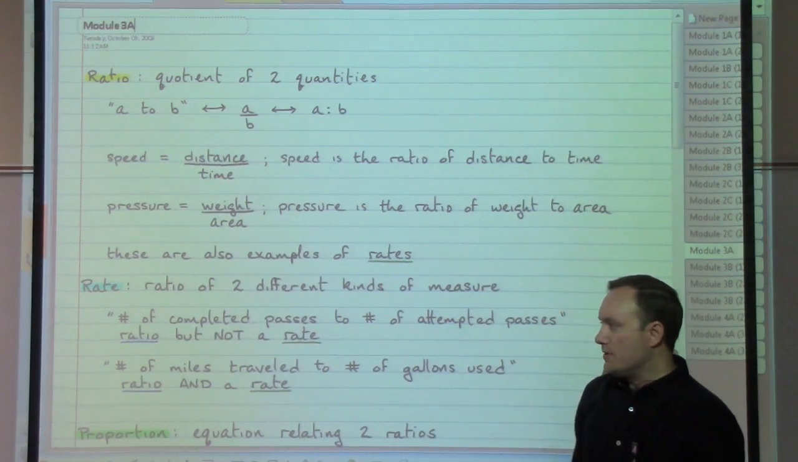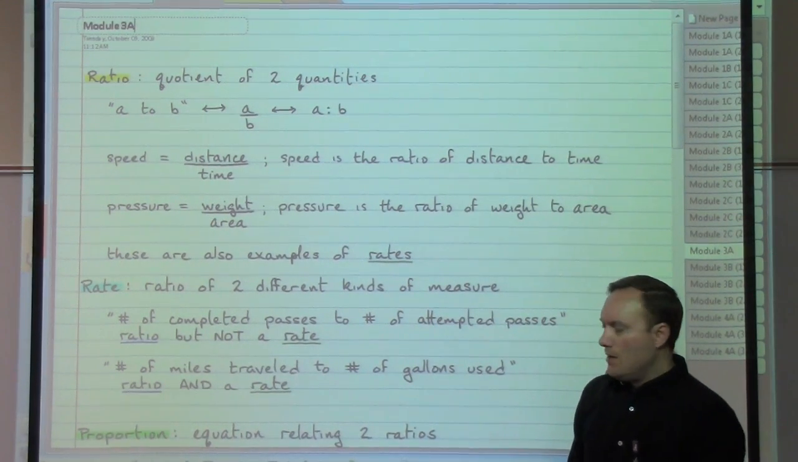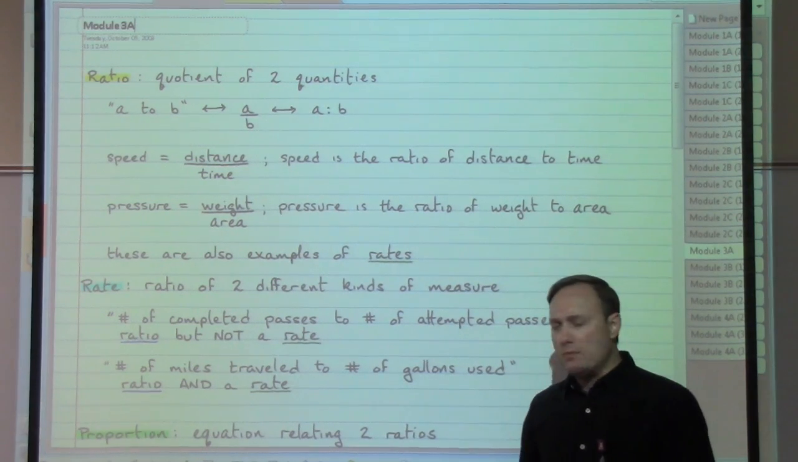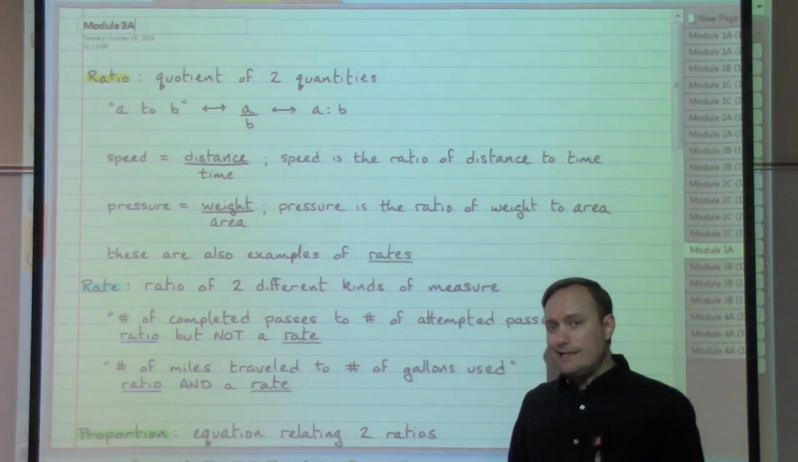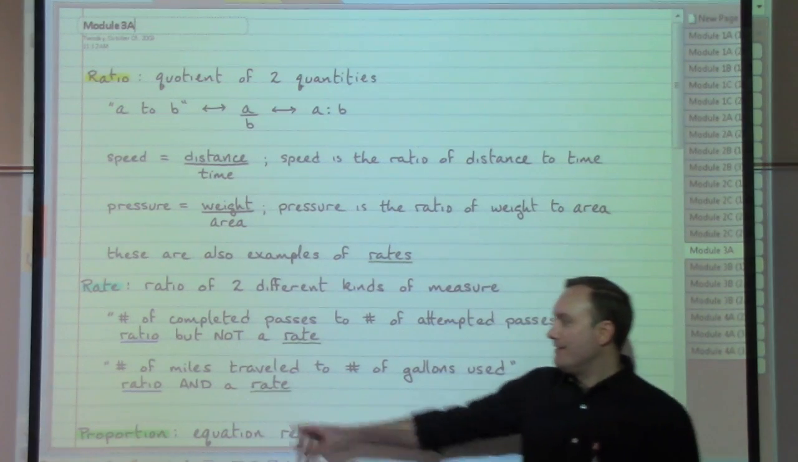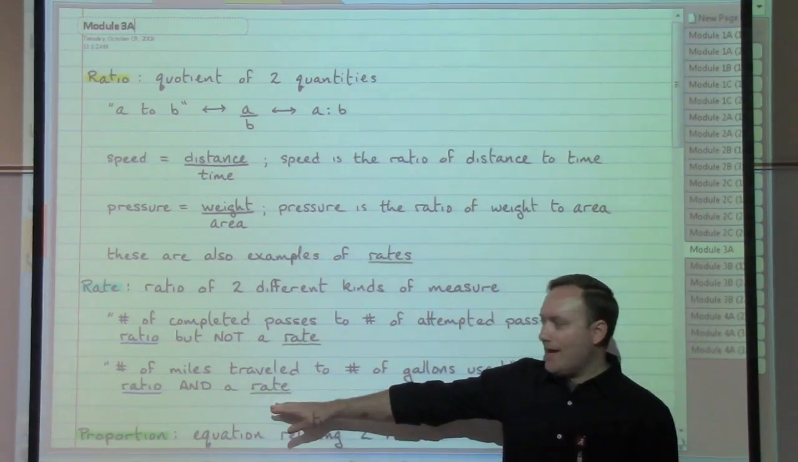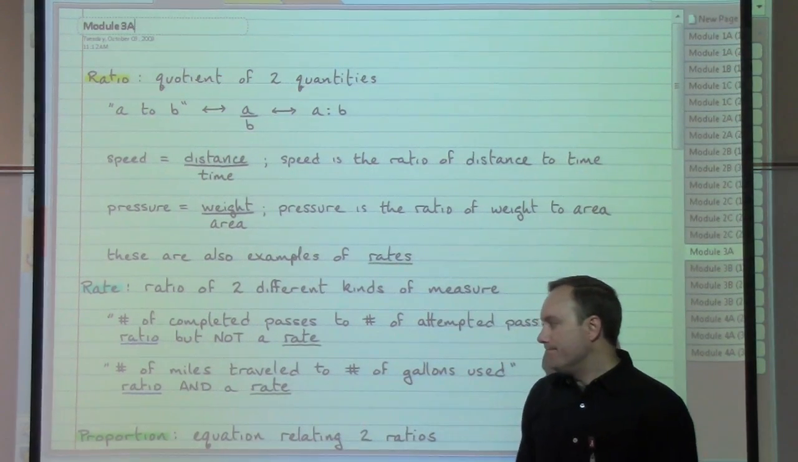And again, just to bring up something else from the driving realm, since we're most familiar with that, the number of miles traveled to the number of gallons used. Two completely different kinds of measurements, miles versus gallons, completely different. So this would be not only a ratio, but also a rate.